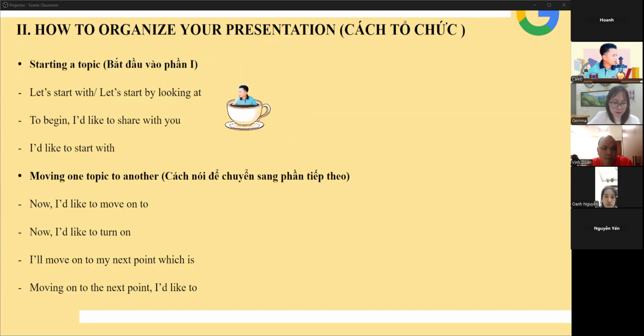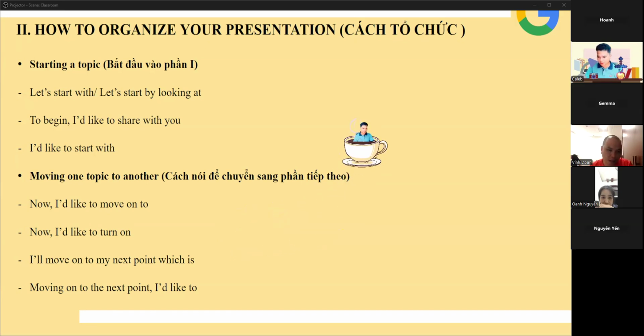So, starting a topic. I'm not sure why there is no Vietnamese translation, but this is the Vietnamese translation for starting a topic. And after talking about the starting topic, we can state these words to move on to a different topic if we're going to talk about something else. We could say, now I'd like to move on to, now I'd like to turn to, I'll move on to my next point, which is, or moving on to the next point, I'd like to.